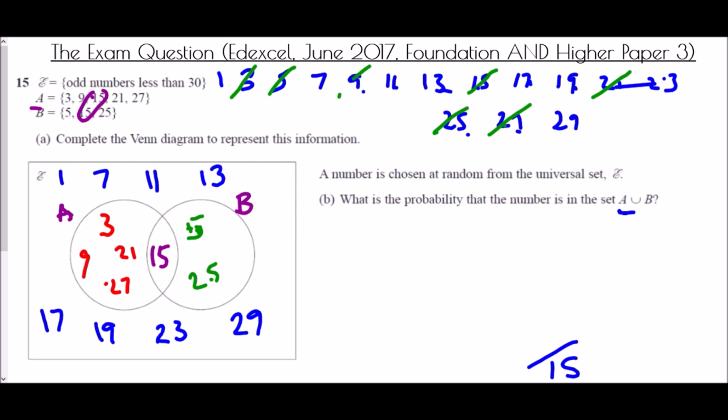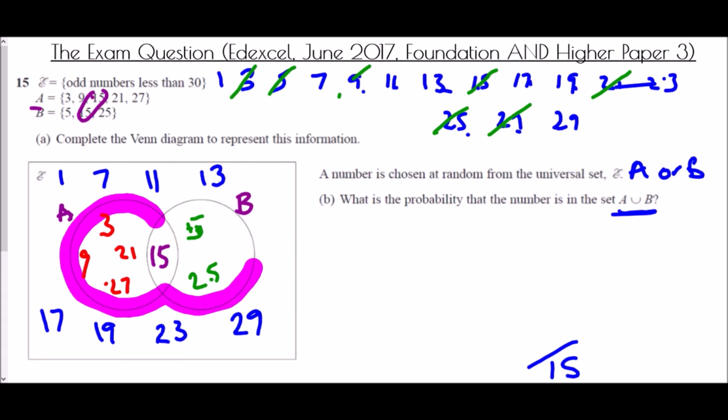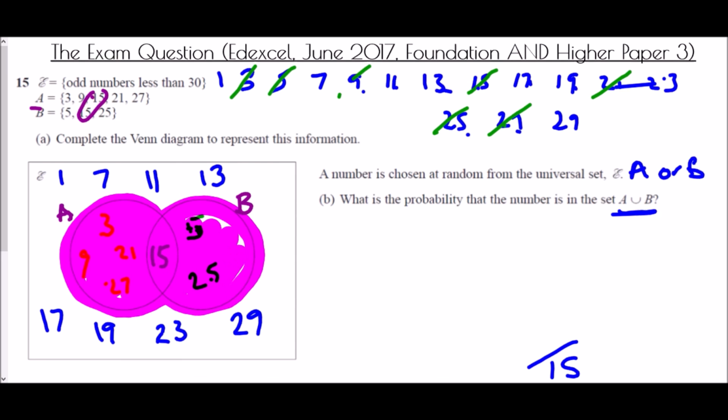Then it comes to this phrase here, A union B. So we're looking for A or B. What does A or B look like within our diagram? That means it can be in the A group or in the B group, so it's everything within those two circles. How many elements is that? We have 1, 2, 3, 4, 5, 6, 7. And so there is our probability, 7 out of 15.